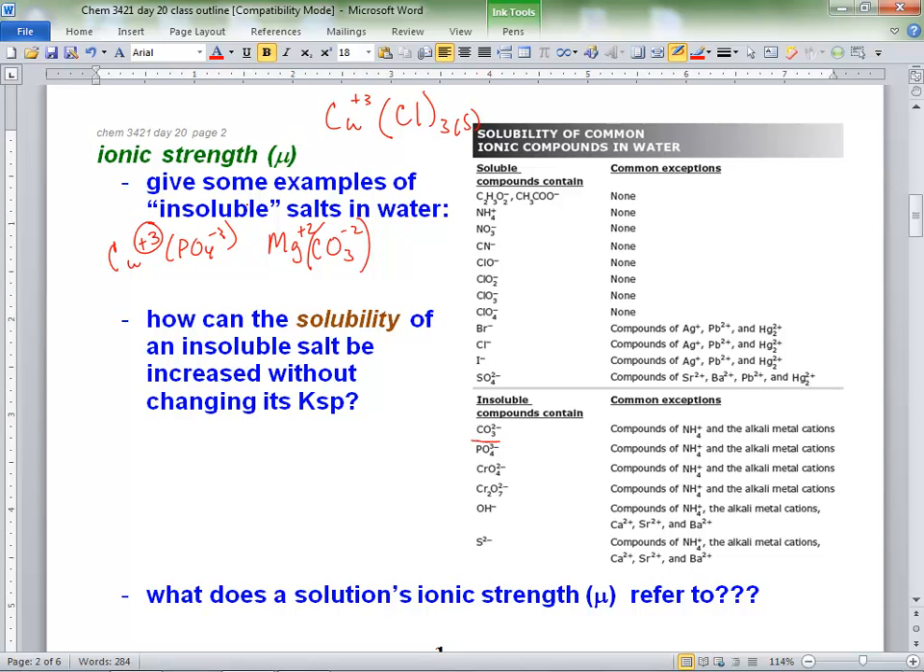So these are supposed to be solids that we named: copper(III) phosphate, magnesium carbonate. They're supposed to be insoluble. But we worked with some Ksp problems, and we found out that they actually dissolve a little bit, and the solubility is x in the ICE table of the Ksp reaction. Great. And we do that. But you can get the wrong answers. How can the solubility of an insoluble salt, any of these, be increased without changing its Ksp?